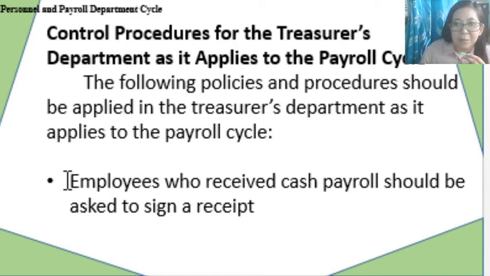Next, employees who receive the cash payroll should be asked to sign a receipt. So in this case, for example, if the entity is distributing cold cash as salaries and wages to their employees, there should be a receipt or logbook for the receipt of the salaries and wages to be signed by the employees who received it. Okay, this is for the purpose of controlling the distribution of the salaries and wages.